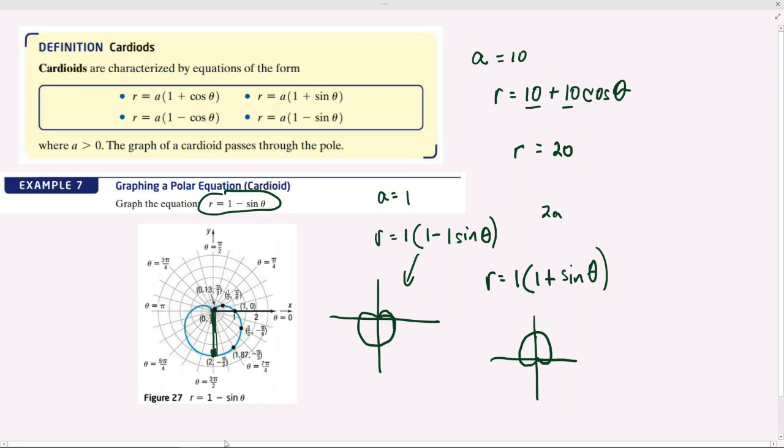Let me give you an example from a graph here. So what happens with this cardioid?